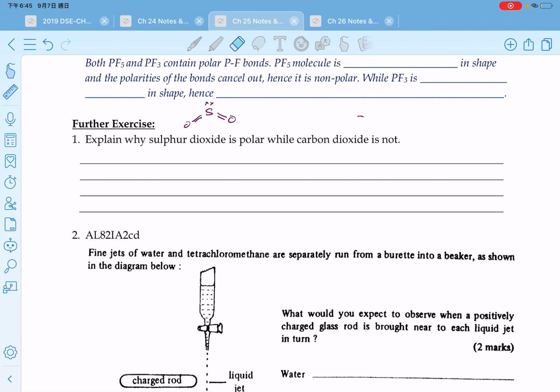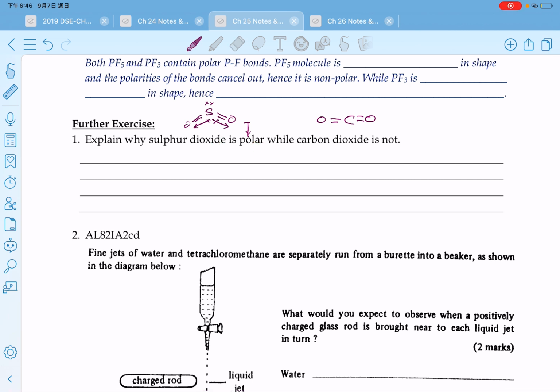While carbon dioxide is a linear shape. In sulfur dioxide, you can see that oxygen will draw the electrons towards itself, and the net force for drawing the electrons is going down. Hence, it is polar. The polarities of the polar bonds cannot cancel out each other. As a result, sulfur dioxide is polar.